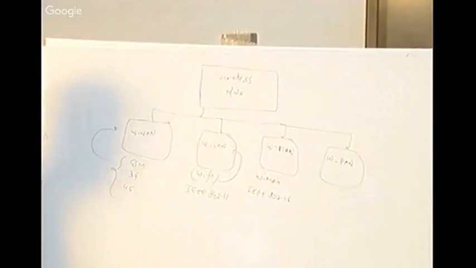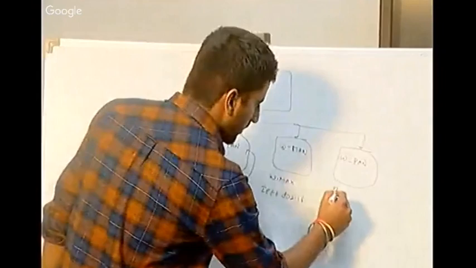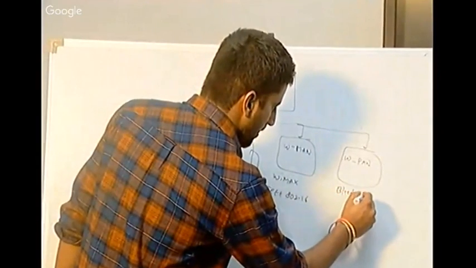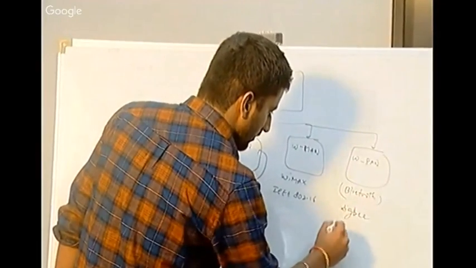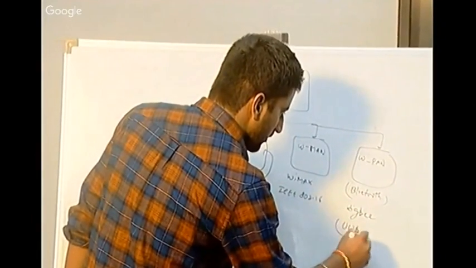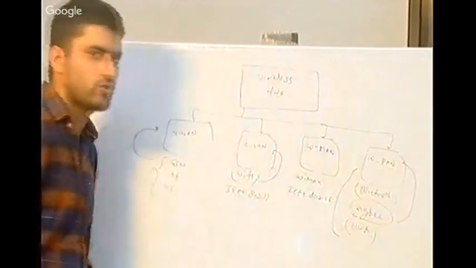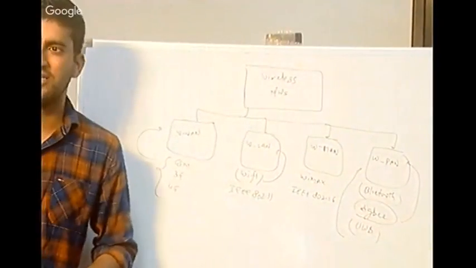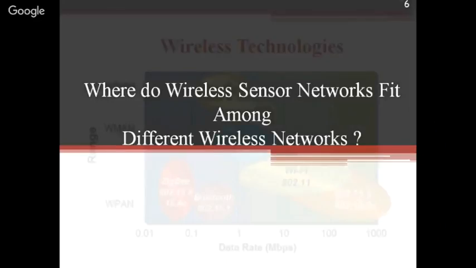And here, WPAN, which is personal area network. You are using it for yourself, in the context of an individual. Here you know Bluetooth, Zigbee, and ultra wideband; they all come under this category, and we have put WSN in this range, which is the personal area network. I'll show you this in my next slide.